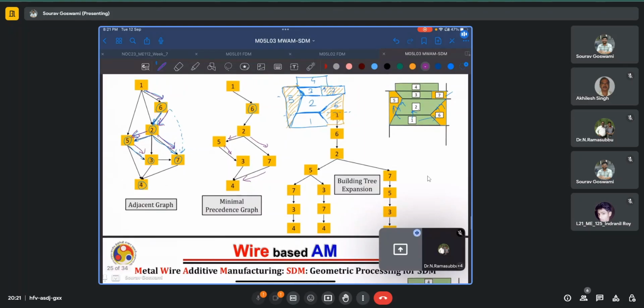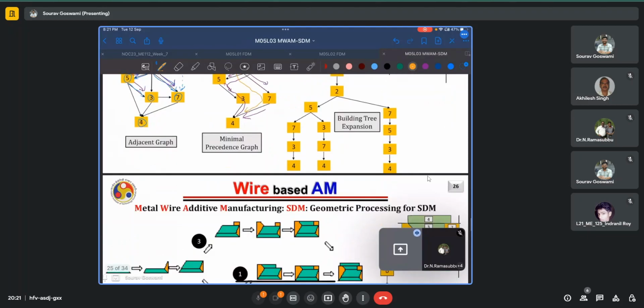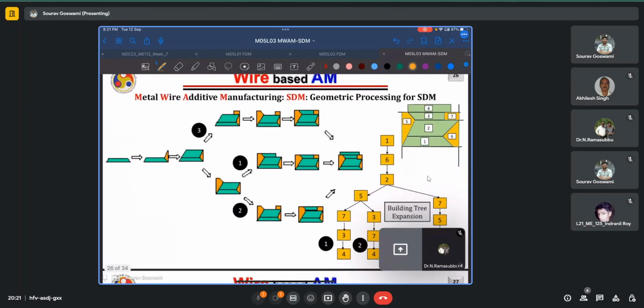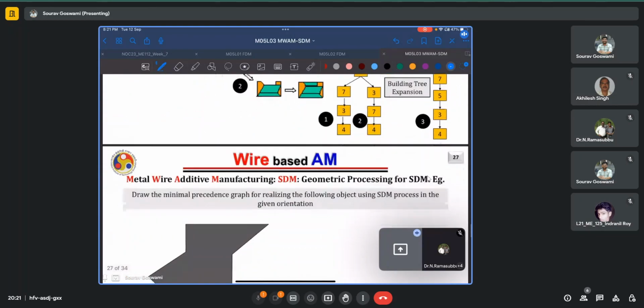And then based on this graph, I can choose any one of the paths. So say I traverse along this path, and that will lead to one building deposition sequence. If I traverse via another path, that will lead to a separate building path. So in this case, 3 paths were possible, and depending on which path you choose, the sequence of deposition is changing. It is well illustrated in this example here.